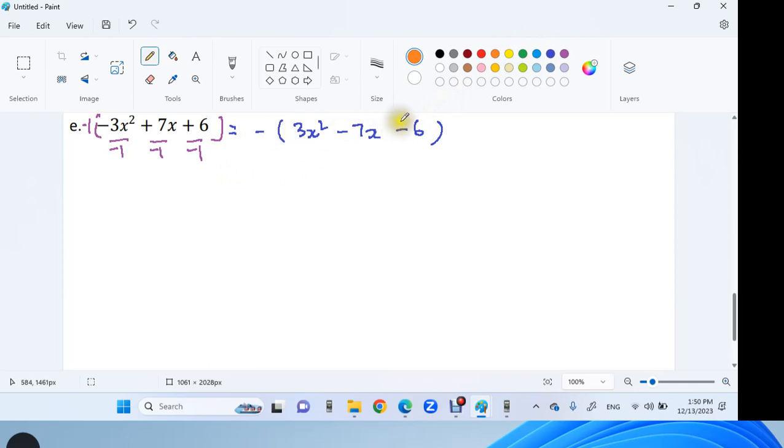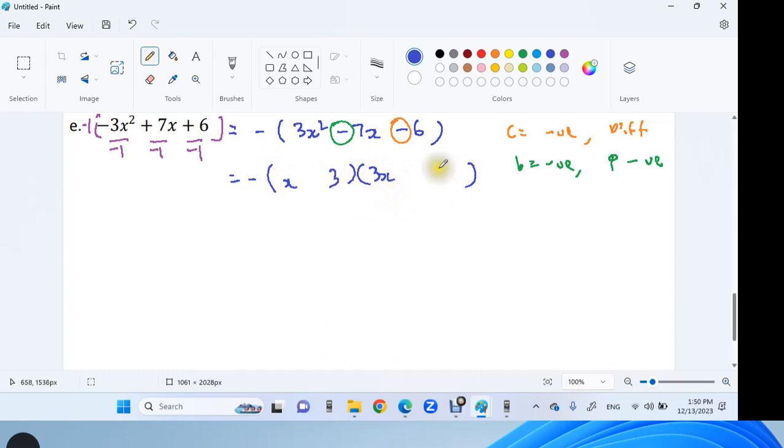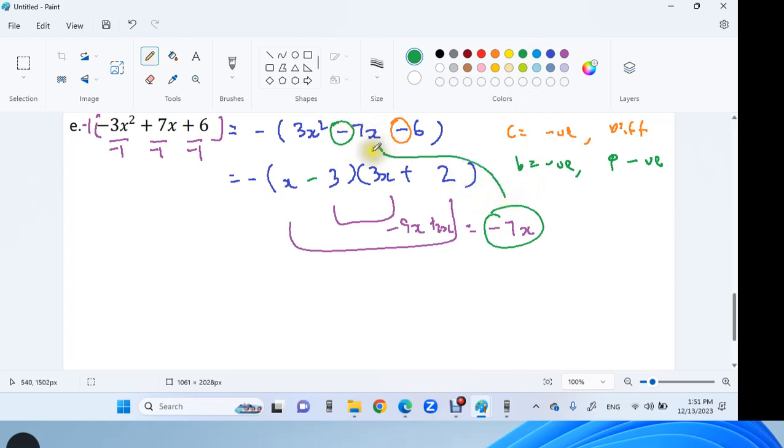After we factorize the negative here, then C is negative, then it is different sign. And the B is negative, so the larger one is negative. So this one is negative, then we have the x and 3x, and we have the 3 times 2 here. So B is negative, then this is negative, then this is positive. Then we have the negative 9x and plus 2x, it becomes negative 7x. So negative 7x is this. Okay. So this will be the final answer.